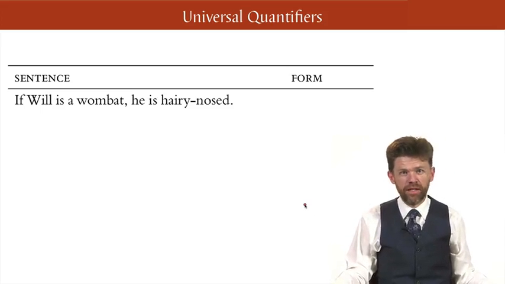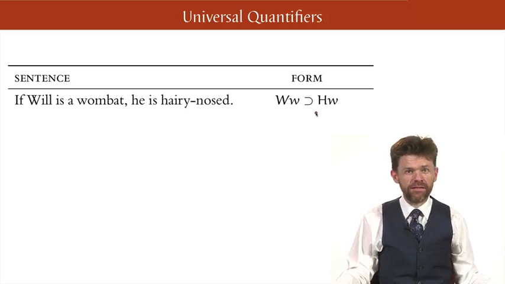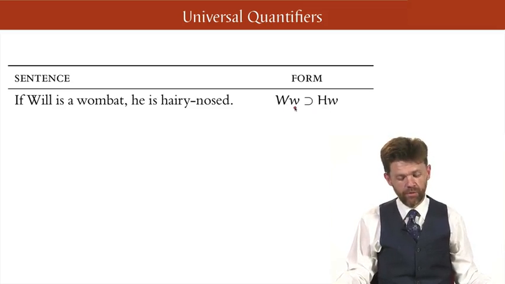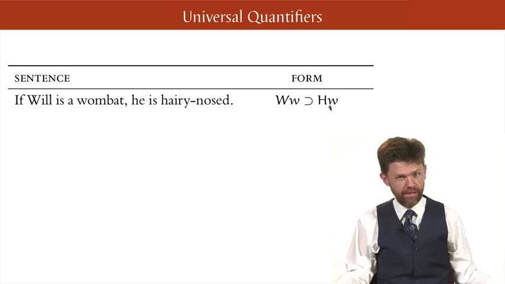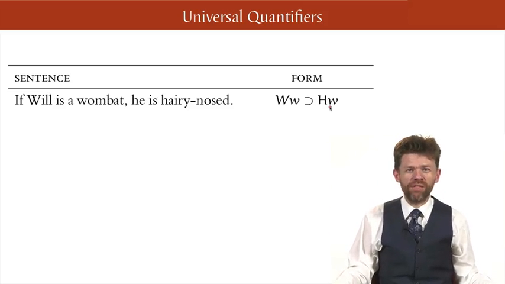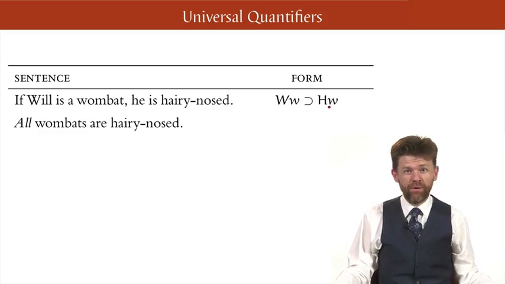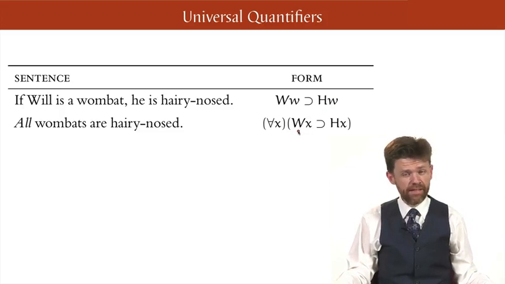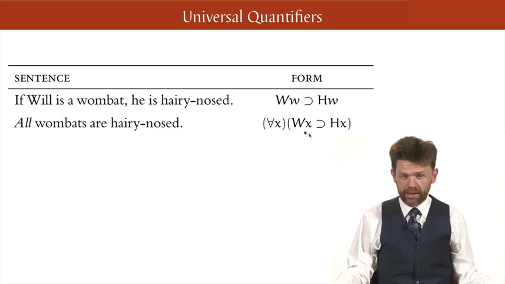So for example, if I say, if Will is a wombat, he's hairy-nosed, then this is a simple conditional. If Will's a wombat, then Will's hairy-nosed. Now, if I want to say that this applies generally, not just to Will, but to all wombats, if I want to say that all wombats are hairy-nosed, I do the same sort of thing. I say that the role Wx implies Hx applies generally. It applies universally to anything. If x is a wombat, it's hairy-nosed.